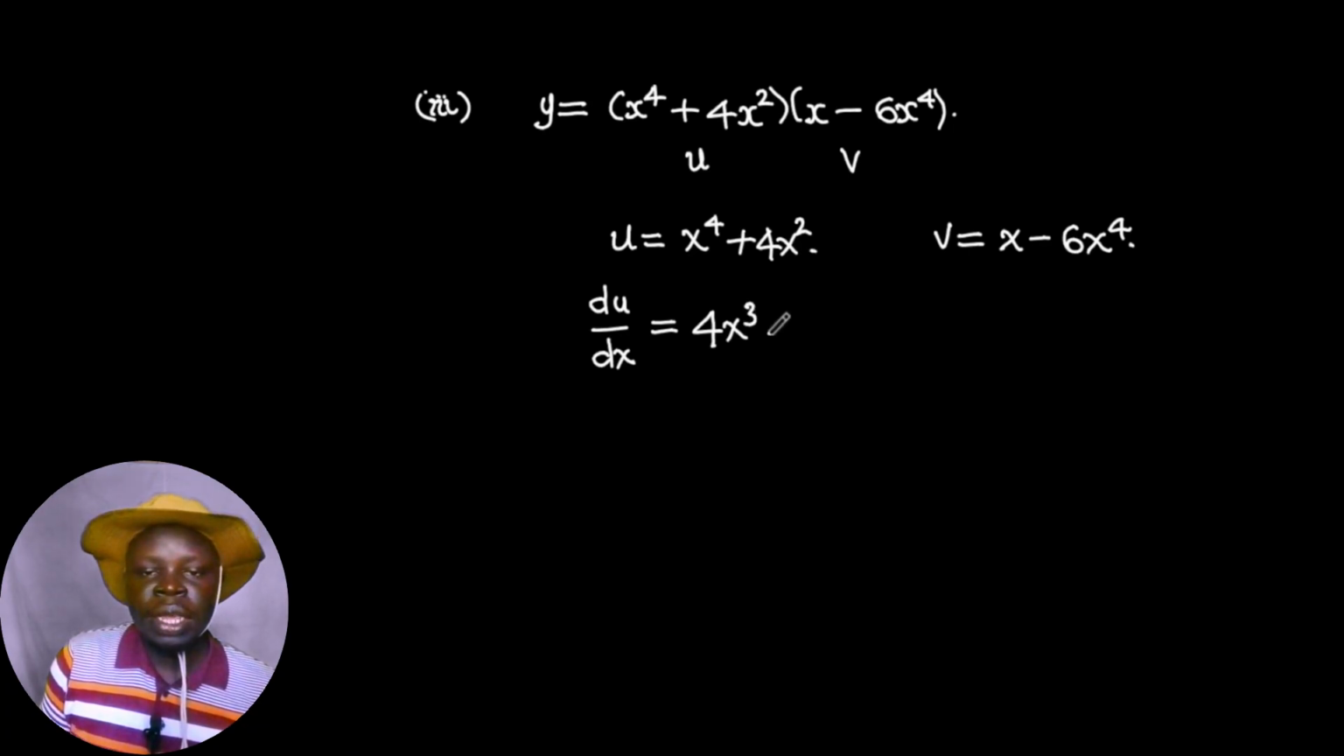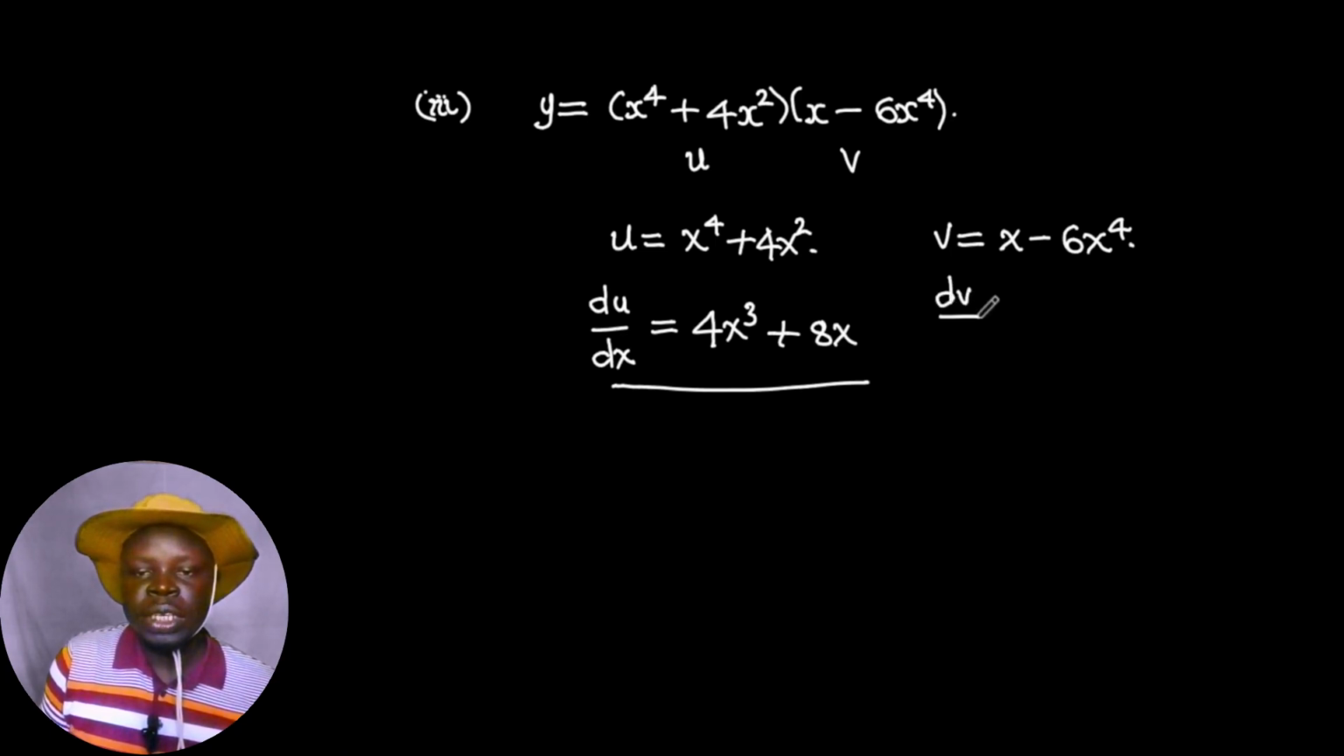The second term here, we now drop this 2 down, and it becomes 4 times 2, that is 8. Then the power will drop by 1 to 1. And we're done with the derivative of the first part. Now let's move to the second part.